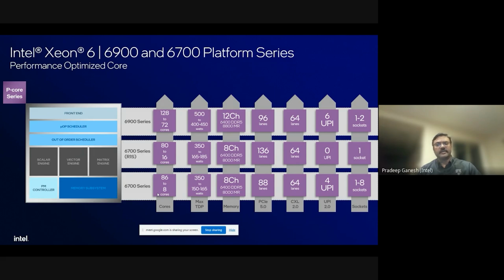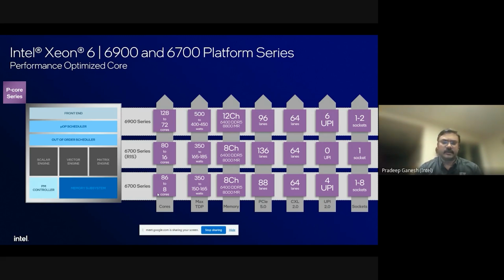The 6700 series has two variations. One variation is 6700, which is single socket, optimized for single socket workloads. So you get more PCI lanes, up to 136 lanes of PCIe. The 6700 with multi-socket capability gives you up to 86 cores, but only up to 88 lanes of PCIe. But it can scale up to 8 sockets.